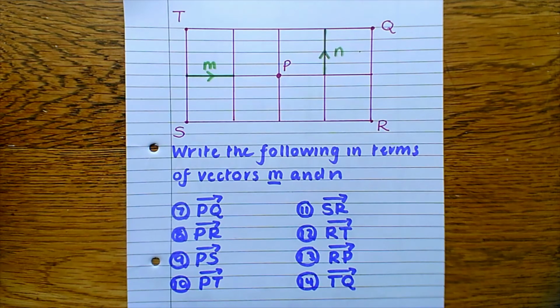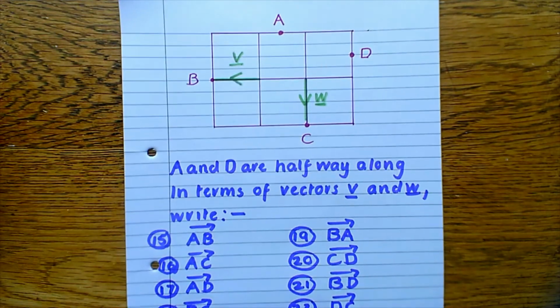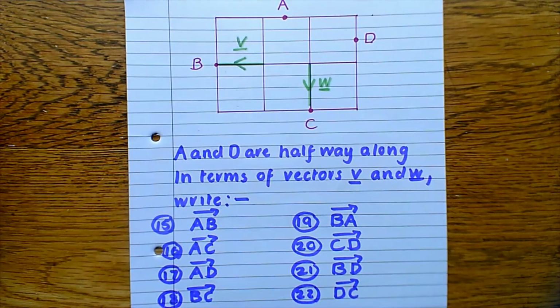Here's the next question. A slightly bigger grid and more things to find. Questions 7 to 14. Again, just using the vectors, m is along, n is up. Pause the video here. Just fits in the screen.